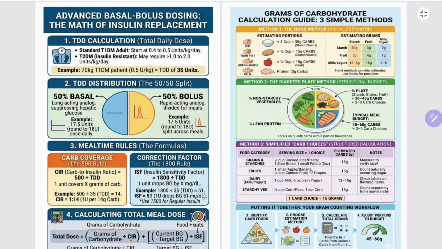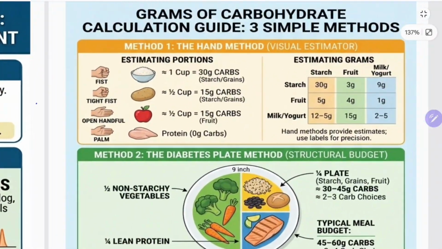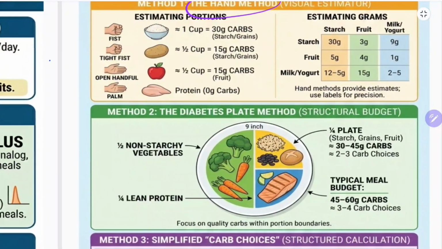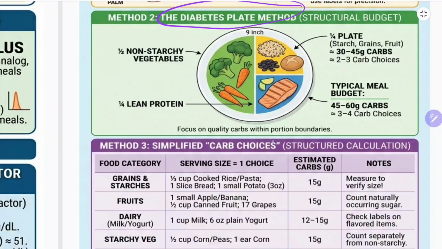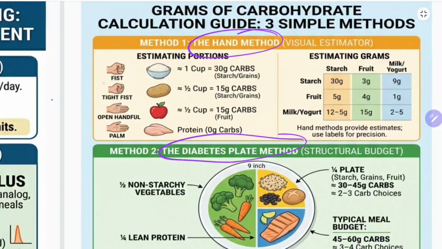Now here one point was how you will calculate the grams of carbohydrate. That is again a complicated thing. So there are 3 methods. One is the hand method, one is the diabetes plate method, and one is something called carbohydrate choices. 1 carb choice is equal to 15 gram, meaning you are grouping 15 grams, 30 grams, 45 grams like that. The hand method is, if you make 1 fist, that is equivalent to 1 cup, that is 30 gram of carbohydrates of starch and grains. A tight fist is half a cup, an open handful is half a cup. So that is the hand method.